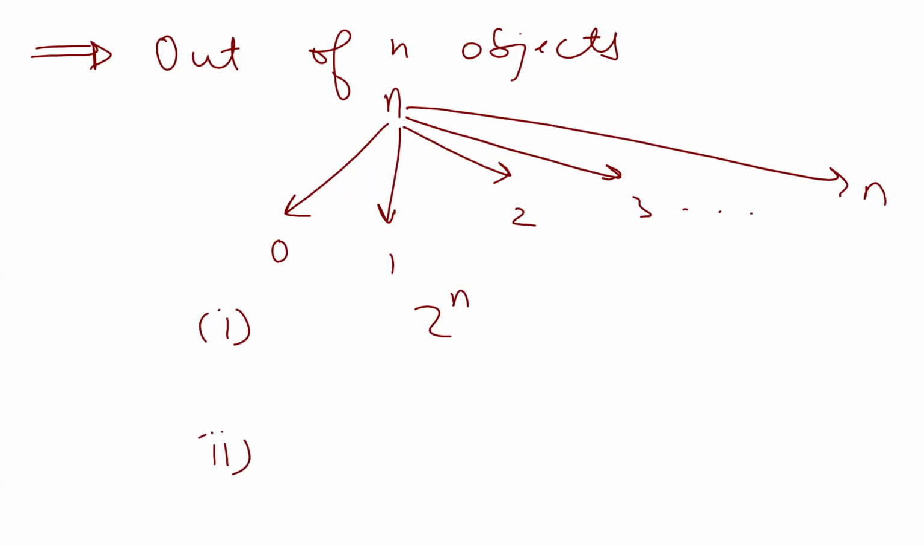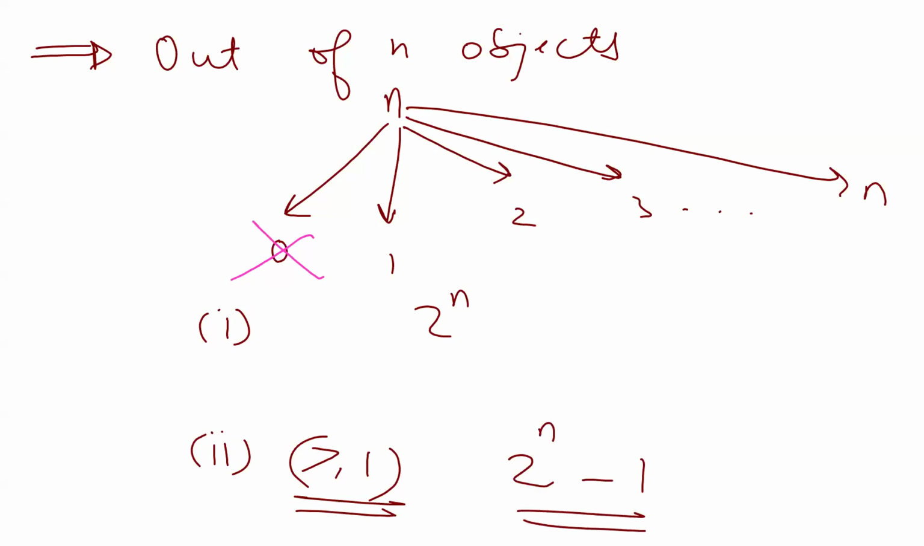And the second case is, out of n objects, at least one object is supposed to be selected, one or more than one. So in this particular case, 0 will not be included. That is, you cannot make 0 selections. You have to make at least one selection. So in this case, the answer will be 2 raised to n minus 1. So there are some problems based on this. Let us start.